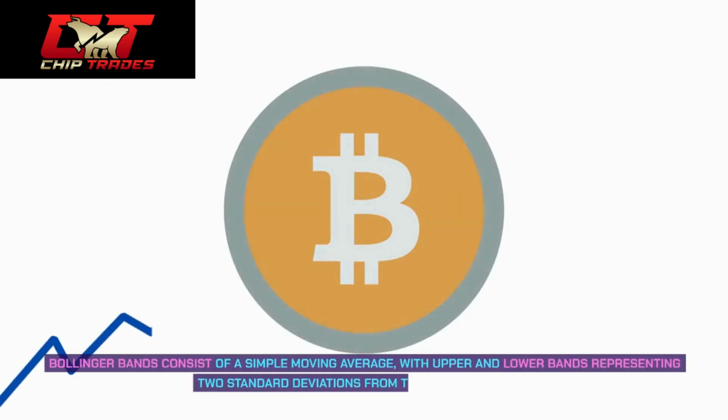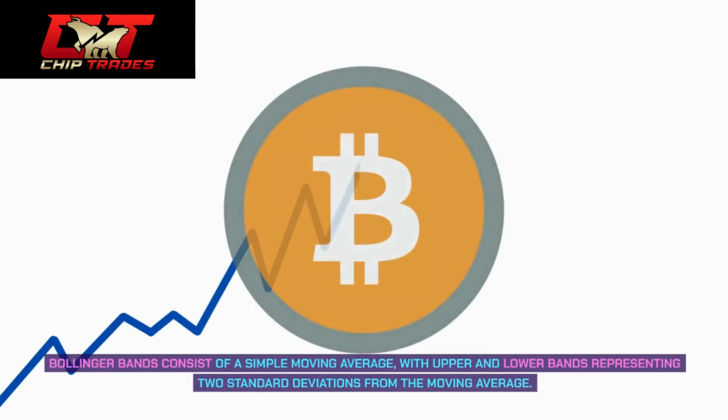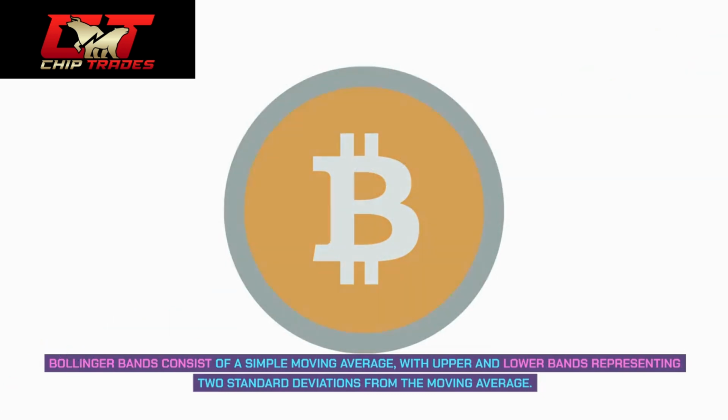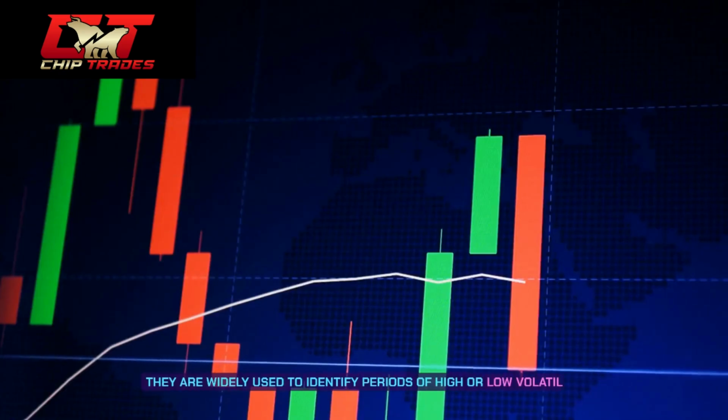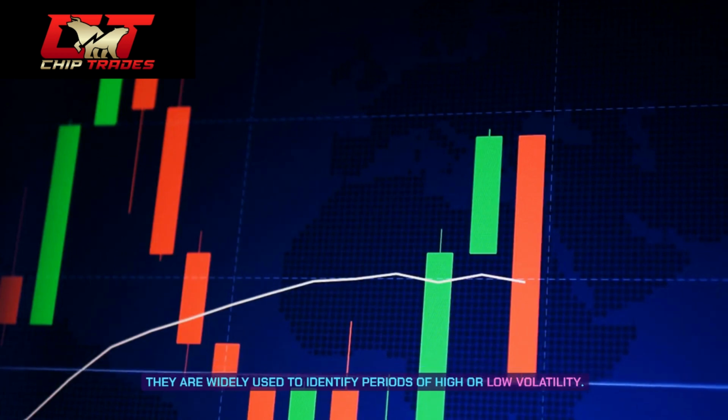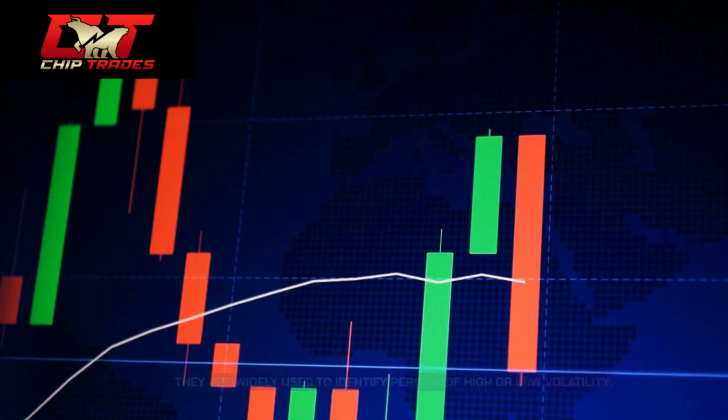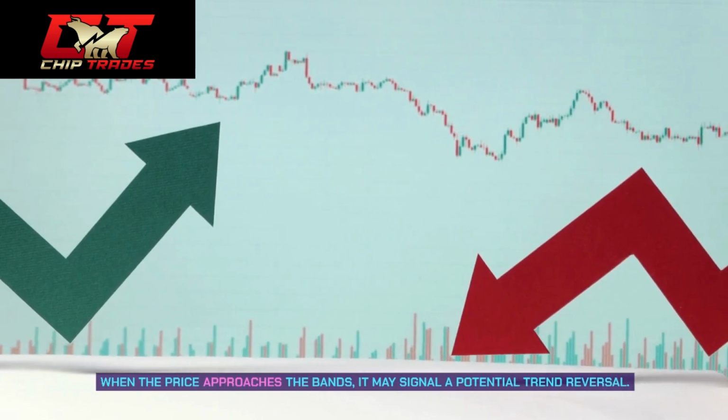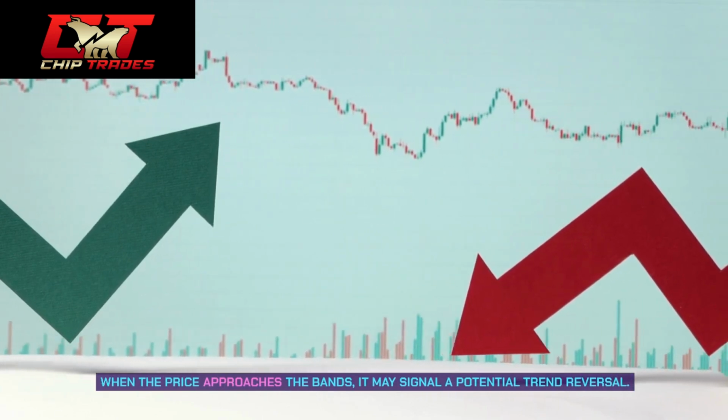Bollinger Bands consist of a simple moving average, with upper and lower bands representing two standard deviations from the moving average. They are widely used to identify periods of high or low volatility. When the price approaches the bands, it may signal a potential trend reversal.